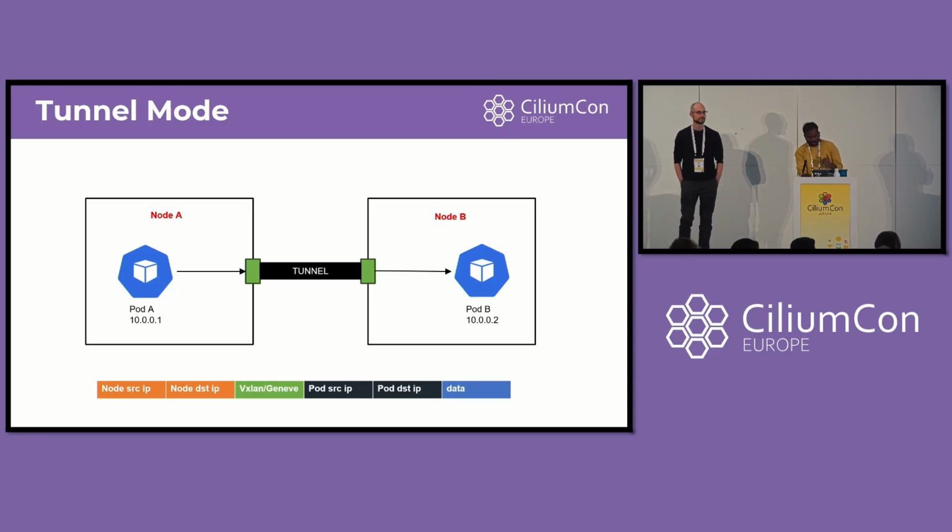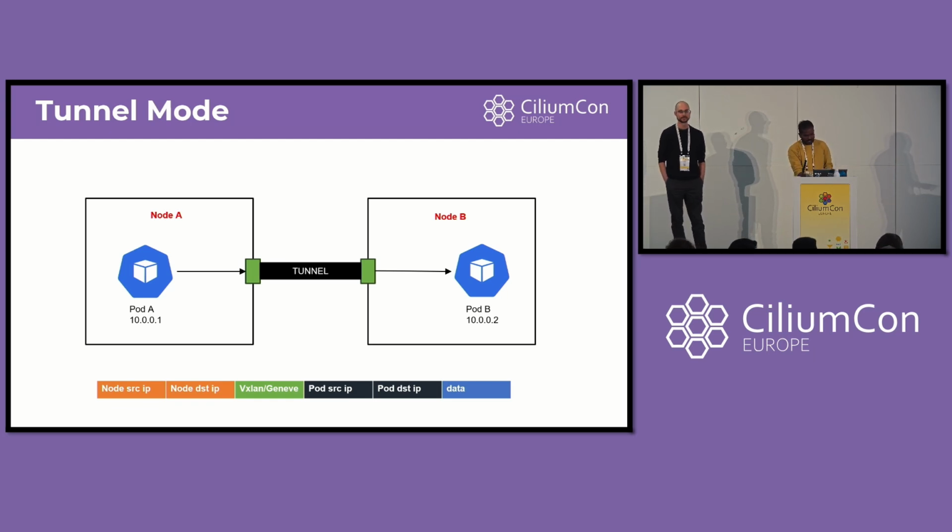The packet gets delivered to the node, and then it will get decapsulated on the destination node, meaning the outer header will be removed. The node source and node destination IP will be removed, and then the inner packet will be delivered to the destination pod. If you look at the packet metadata below, that's what it depicts. The outer header will be the node source and node destination IP, and there's a VXLAN header, and then the inner packet will have the pod source and pod destination IP, and then the actual data. So in tunnel mode, there is an overhead of encapsulation and decapsulation of the packet.